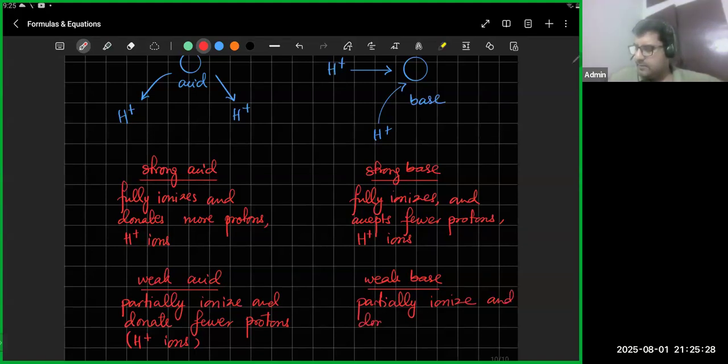and accept fewer protons, so they're not interested in accepting the protons, ठीक है, weak base, which are basically H+ ions. So remember, this question is very important, ठीक है, it's going to appear almost in every exam now. You've got strong acids, you've got strong bases, you've got weak acids, you've got weak bases.